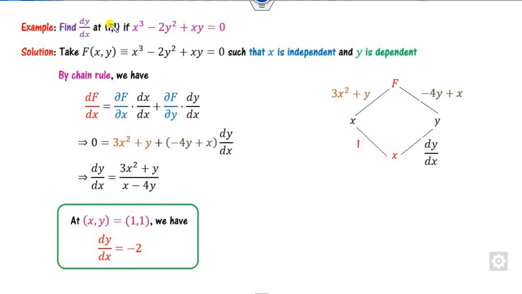And if you want to find it at the point (1, 1), you can substitute this and you will get the required answer. So this is the way you can solve this chain rule in a very simple manner. I hope you can simply enjoy it.